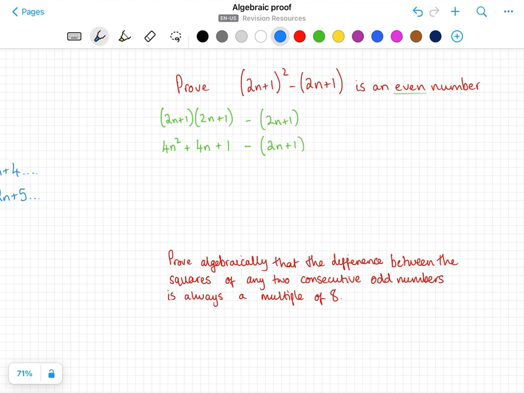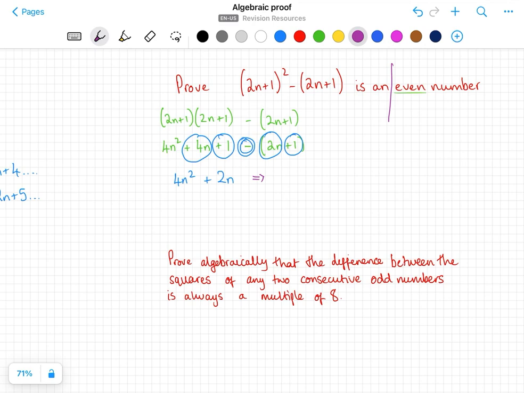So I've kept this in brackets for a good reason. 4n minus 2n is positive 2n, and then 1 minus 1, which is 0, so cancels out. Then we go to the second part of the question. We need to prove that that is an even number.